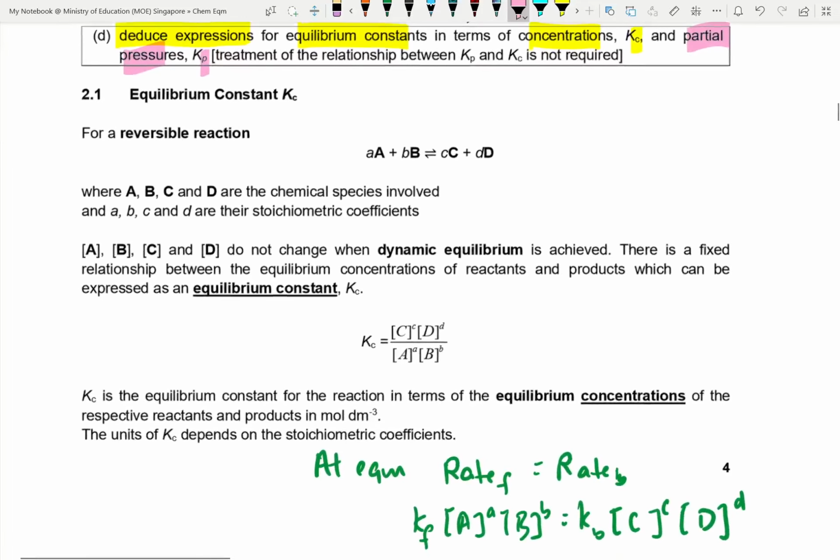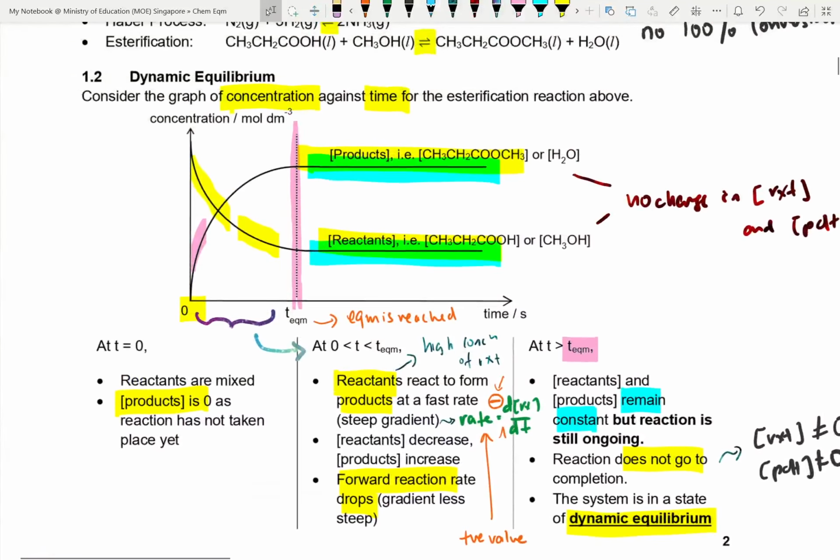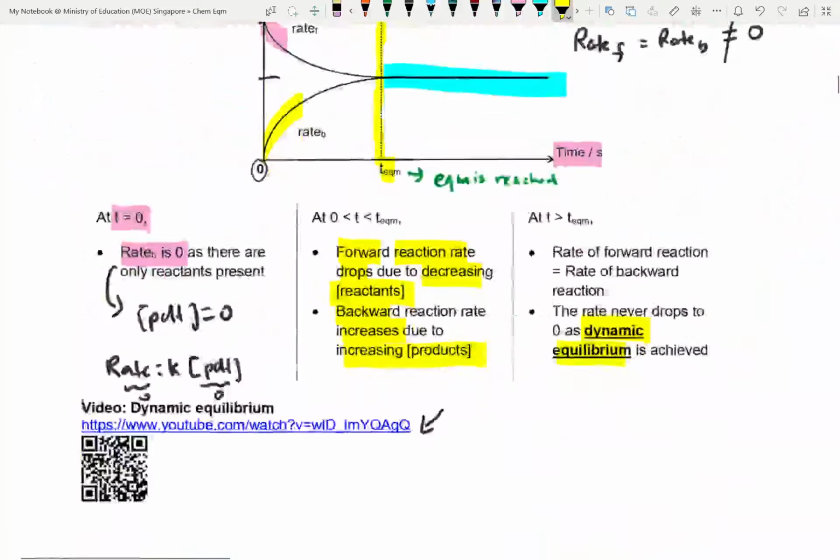If you have a reversible reaction here, where A and B are your reactants and C and D are your products, the small a, b, c, d are just the stoichiometric coefficients for this reaction. You must remember that when a dynamic equilibrium is attained, there will be no further change in the concentration of your reactants and products. That is why, in the graph that we see here, there is no change in the concentration of reactants and products when equilibrium is reached.